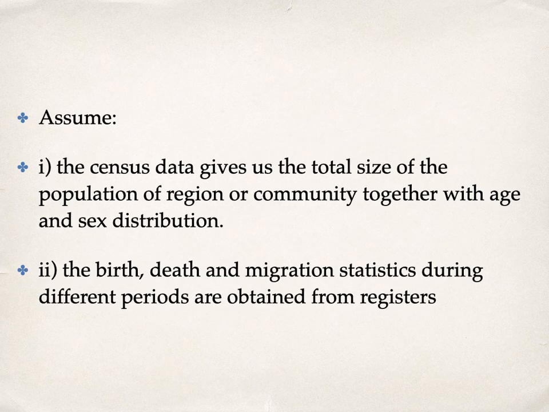The first one is that the census data gives us the total size of the population of a region or a community, together with age and sex distribution. So the latest census data gives us the total size of the population. Next, we already have the birth, death, and migration statistics during these different periods, obtained from the registers. We have already said there are two methods for the collection of this vital data, the registration method and the census method. Through the registration method, the birth, death, and migration statistics are obtained.